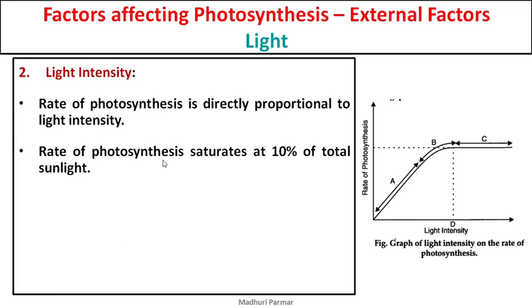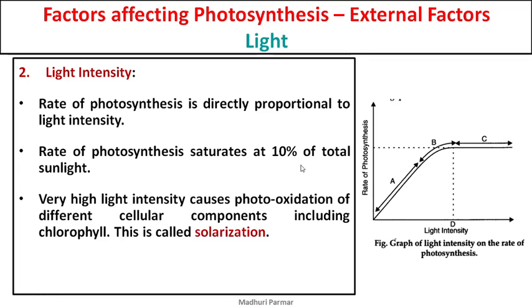Right, so rate of photosynthesis saturates at 10% of total sunlight. So this saturation, okay, there is increase in the rate and then it becomes constant. So this saturation can occur at 10% of total sunlight. So if you consider the total sunlight to be 100%, at 1/10 of that capacity, it can saturate. Right, so very high intensity causes photooxidation of different cellular components, including chlorophyll, and this process is called solarization. The photo bleaching or photooxidation of chlorophyll is called solarization.